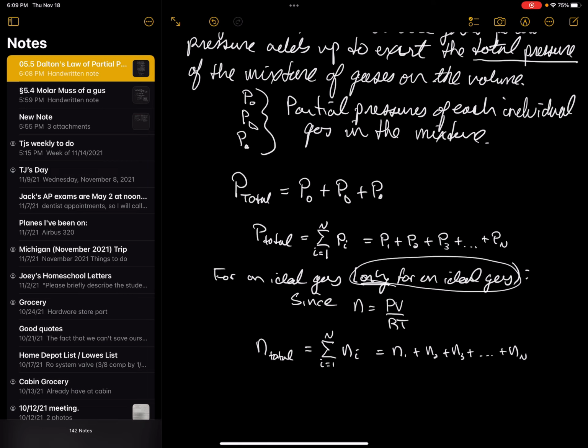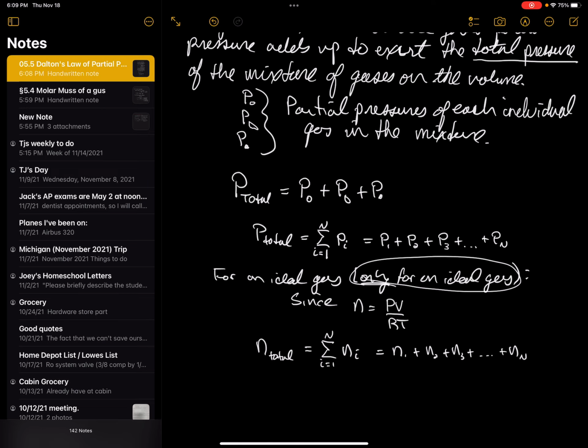And so then you might say, well, okay, if that's the case, then how can you say that for a real gas, this statement is not true, right? Where n total is equal to the sum from i equals 1 to n of n sub i, it seems like even for a real gas, the number of particles of a real gas should be the same as the number of particles of an ideal gas.